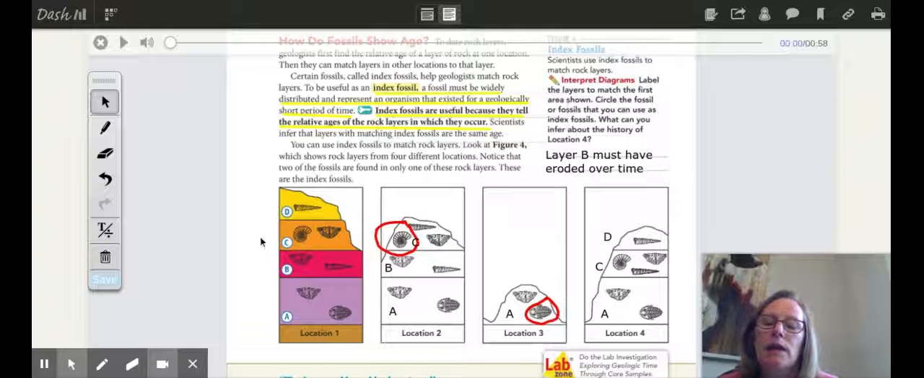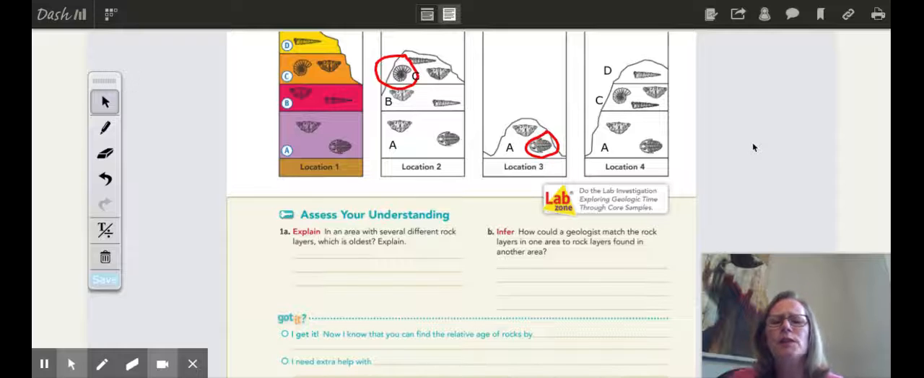And then right here, you've got C. This one is C. Now this is down here, and it's C. And then this matches up with D, and there's only one other place that it matches up right there. So you can fill that in. And then you assess your understanding.